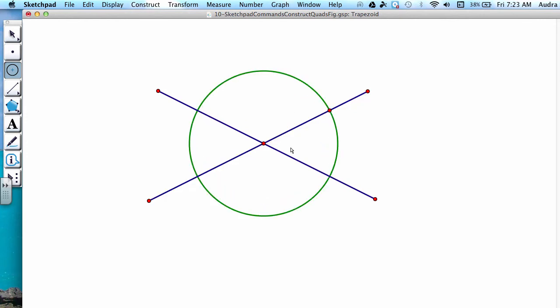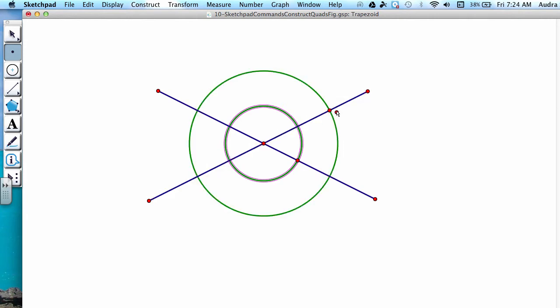Repeat these last two steps to make a circle, either bigger or smaller than your first one. I'm going to make mine smaller. Then we're going to select the point tool and we're going to construct the two extra points of intersection that are created depending on how we want our trapezoid to look.